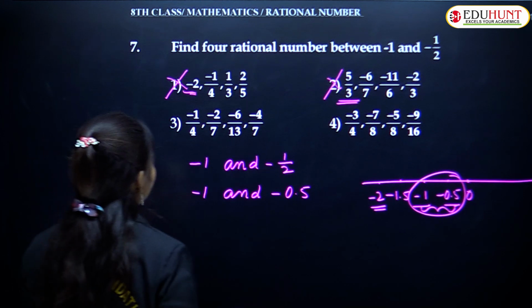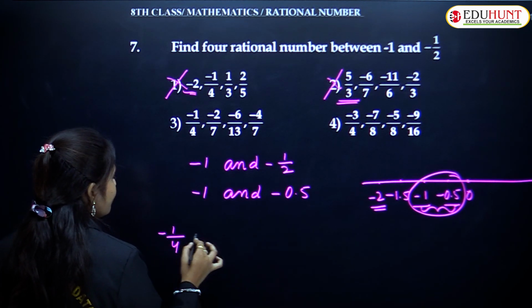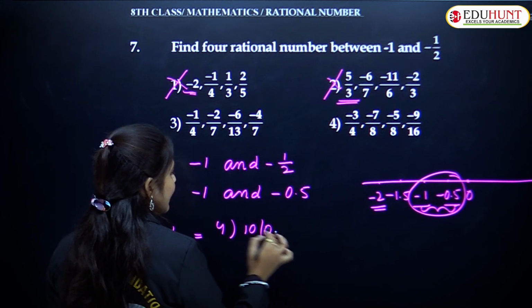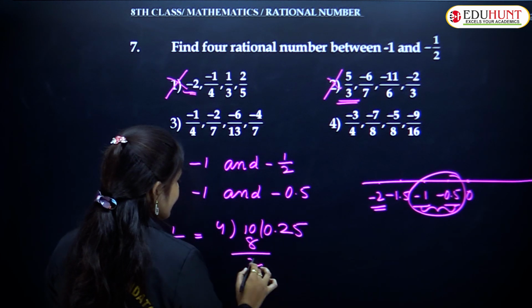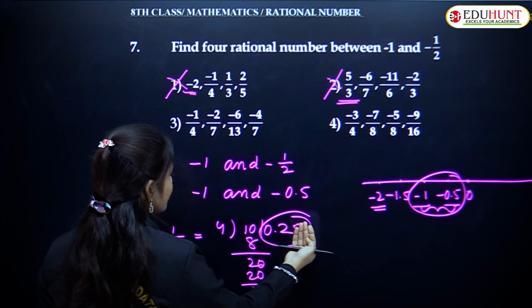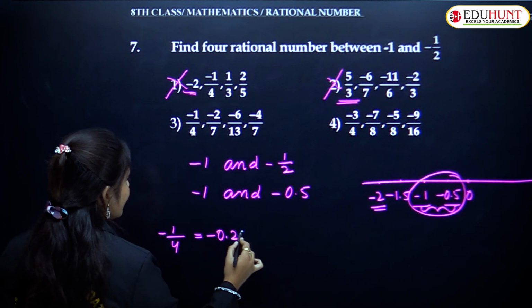Next, come to this one. Here minus 1 by 4. So minus 1 by 4 means 1 divided by 4. So 0 and here 0. 4 2s are 8 and the remainder is 2. 2 5s, 4 5s are 20. Okay, so here 0.25, which is equal to minus 0.25.